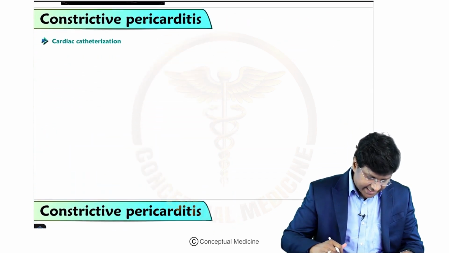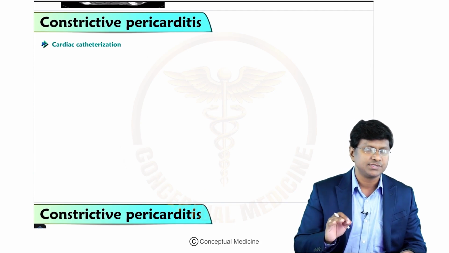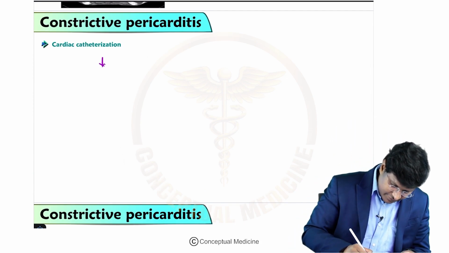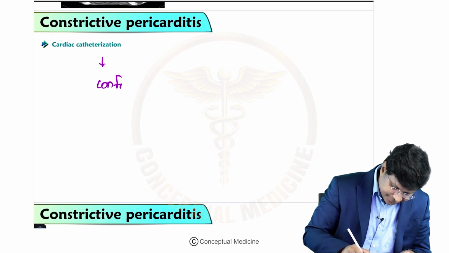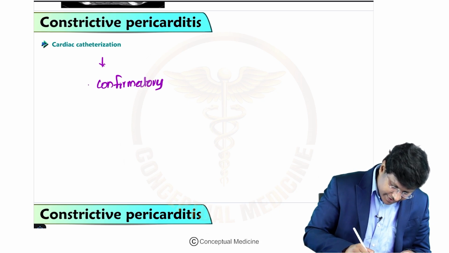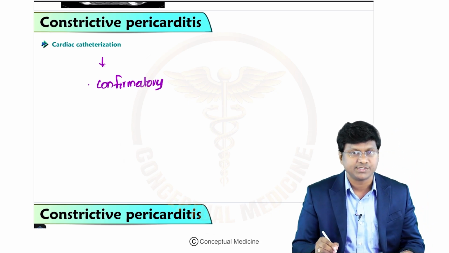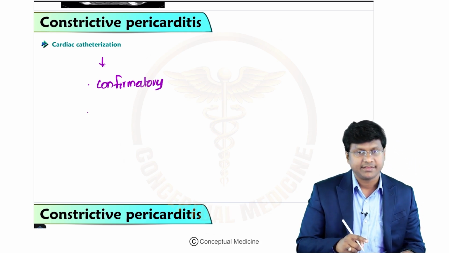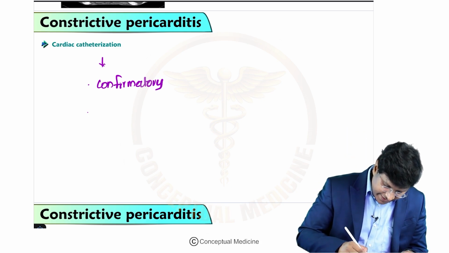And the cardiac catheterization. This procedure is often confirmatory. So if the question is asked, the confirmatory test in constrictive pericarditis, that will be cardiac catheterization. And let me tell you, in cardiac catheterization, you will be able to demonstrate the square root sign.